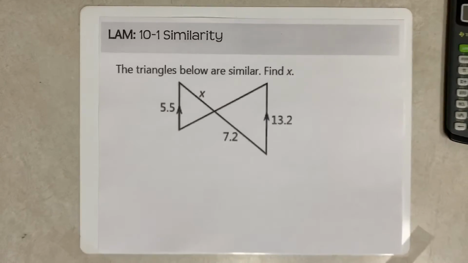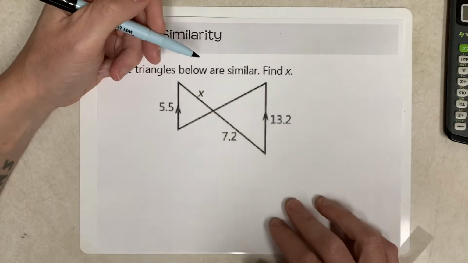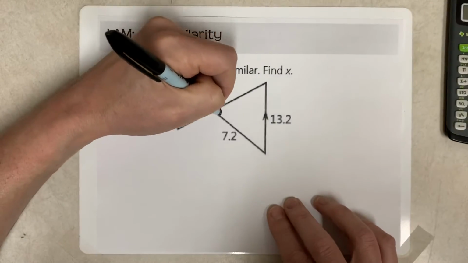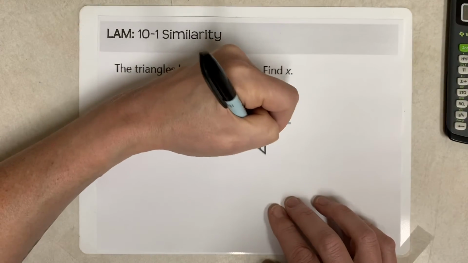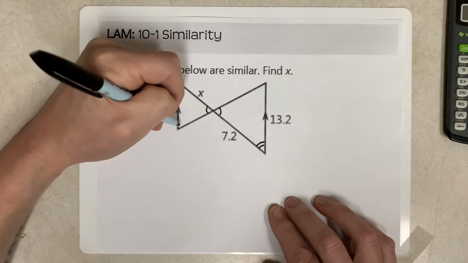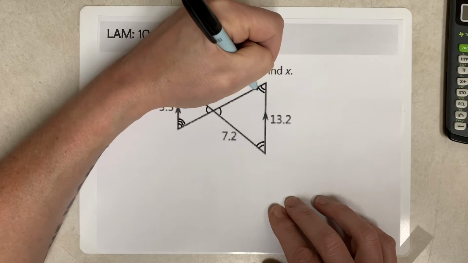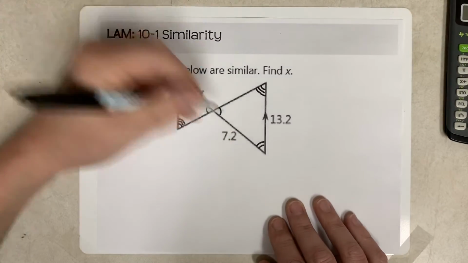Let's see, we're going to have to really be careful with these. These two angles match up. These two match up because they are alternate interior angles, and so are these. So I'm going to label my angles first. Okay, so let's go from the small triangle to the big one.